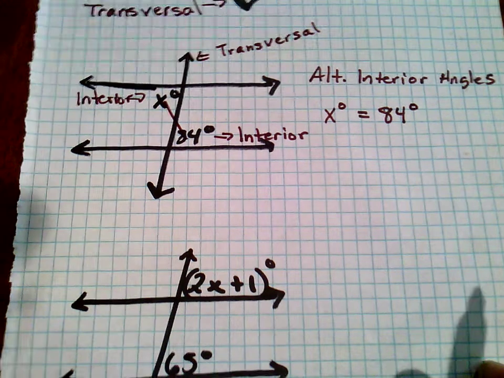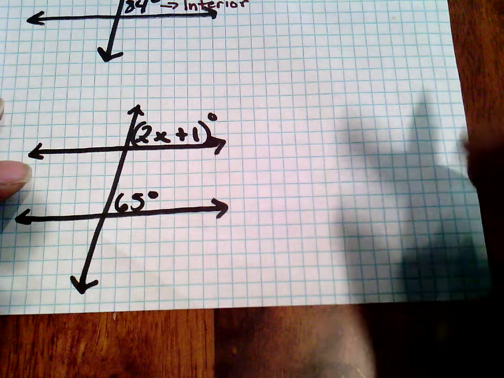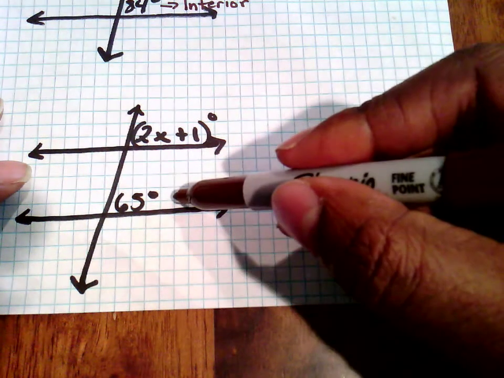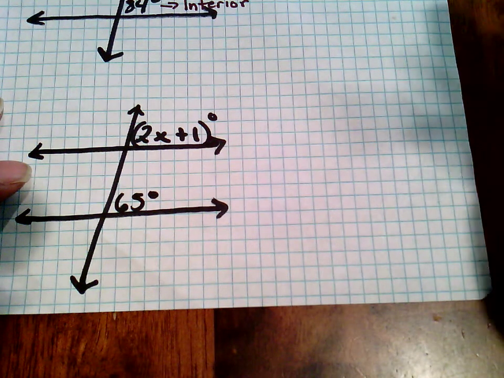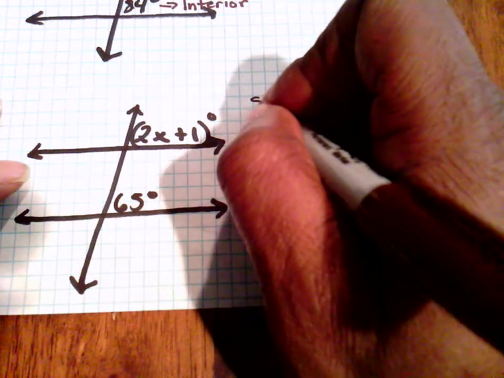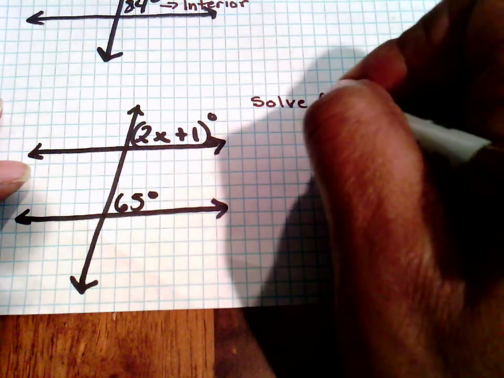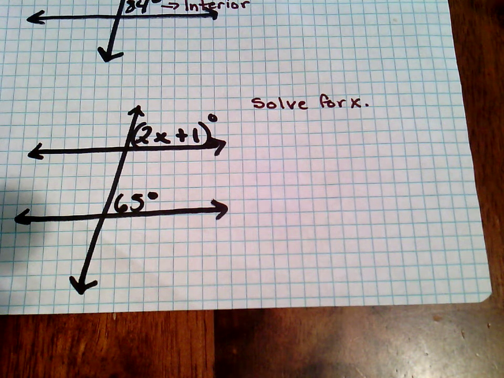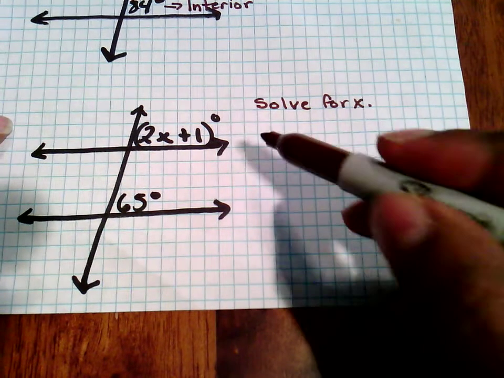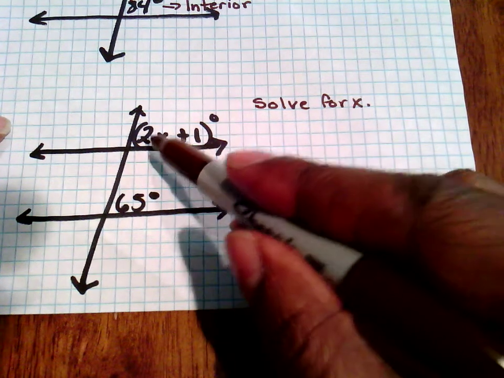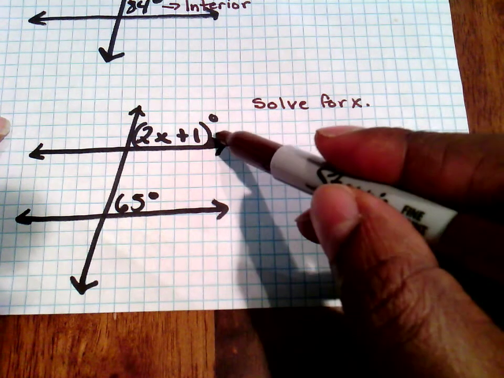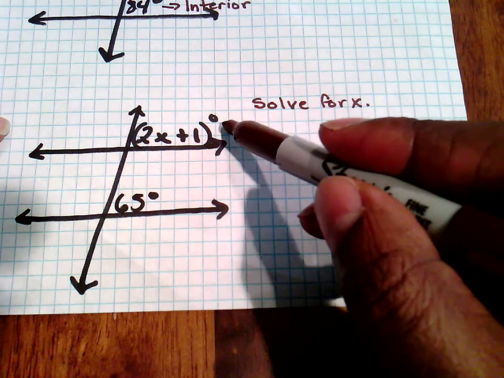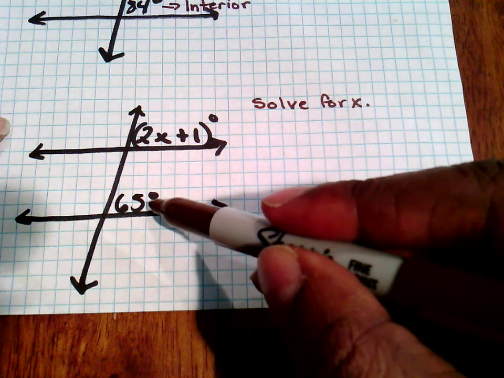All right, let's look at our last problem here. Here we have a 2x plus 1 degree angle and our 65 degree angle. All right, and here we're going to solve for x. Now remember, in order to solve the problem, we need to first identify the relationship. We know the 2x plus 1 degree angle is in this intersection here, and the 65 degree angle is in the other intersection.